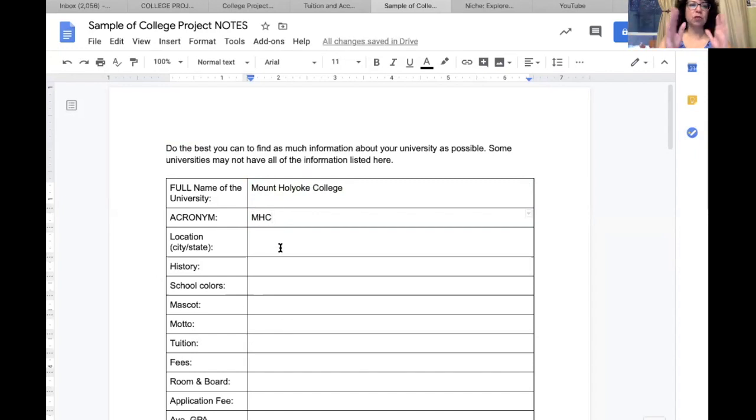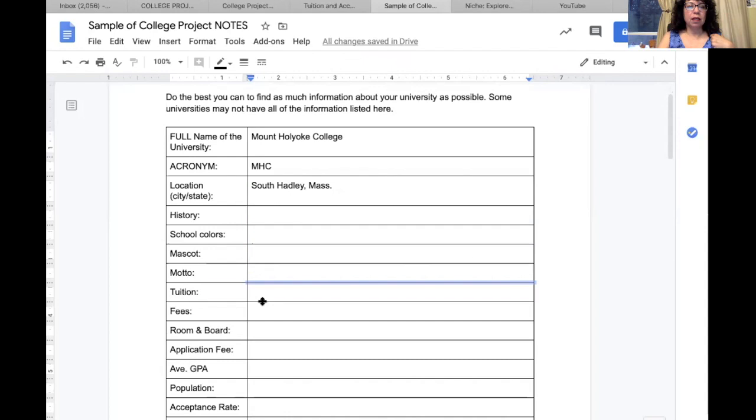That's going to be like the short title. So for example, if it's University of Southern California, that's what USC stands for. But you need the full name of the university, plus you need the acronym. And then I saw that it is located in South Hadley, Massachusetts, and I'm just going to put that for right now. I just need the city and state. I think there's one of you doing an out of the country university with my approval. You would also have to include the country.